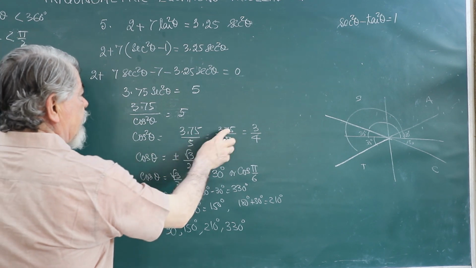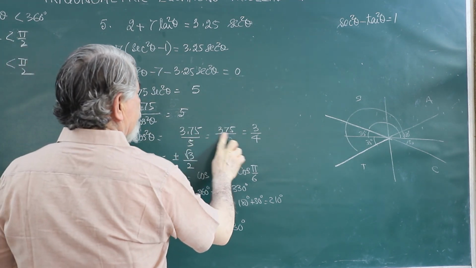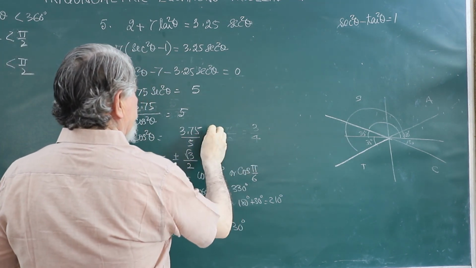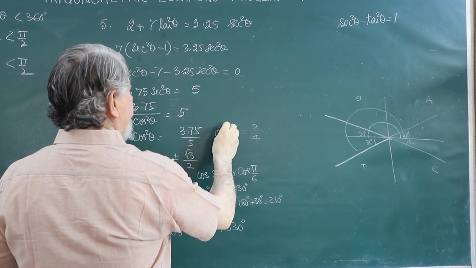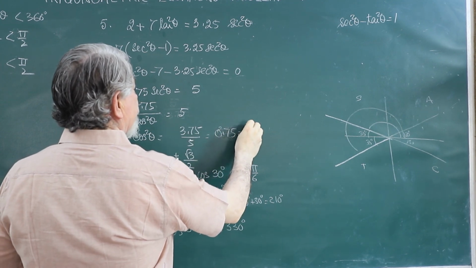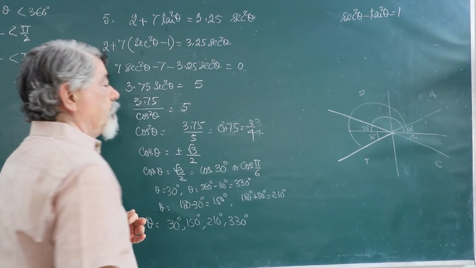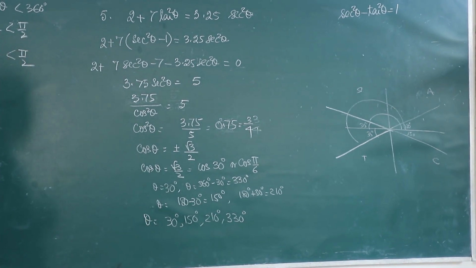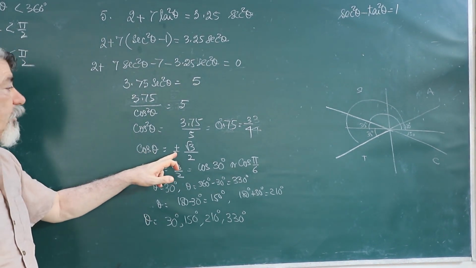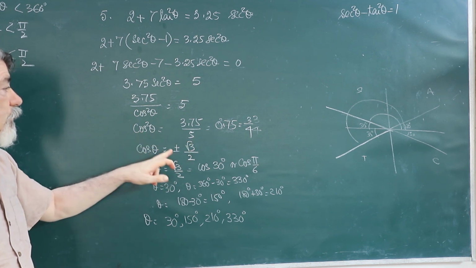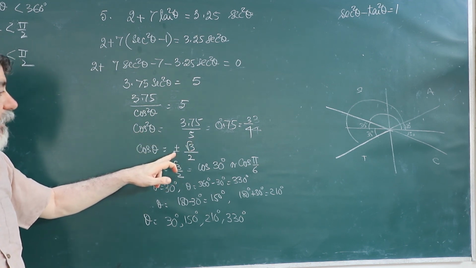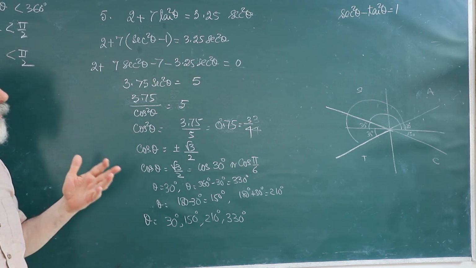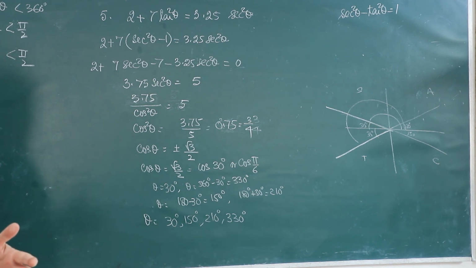Once we got cos square theta, instead of writing this, you could have just divided it by 5. 7 5s are 35, 5 5s are 25, which is 3 upon 4 only. So 0.75 is 3 upon 4 only. Cos theta would come out plus minus because it is a square. When you are taking a square root, it will give you plus minus root 3 by 2. So they will be falling in all the 4 quadrants.